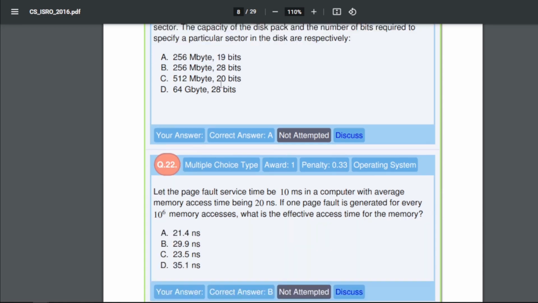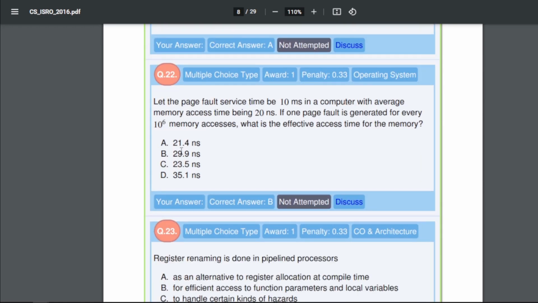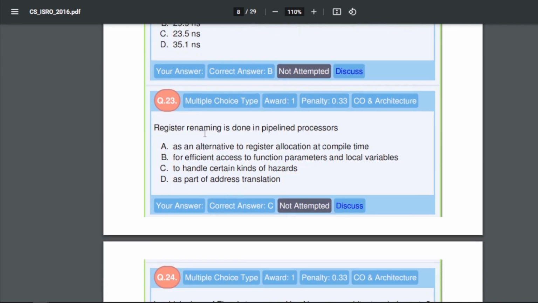Now question number 22 is: let the page fault service time be 10 millisecond in a computer with average memory access time being 20 nanosecond. If one page fault is generated for every 10 to the power 6 memory accesses, what is the effective access time for the memory? So again for 22 our answer will be B, that is 29.9 nanosecond. So B will be the answer, 29.9 nanosecond.